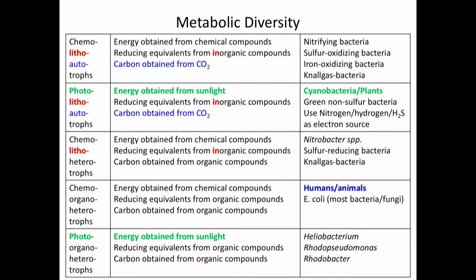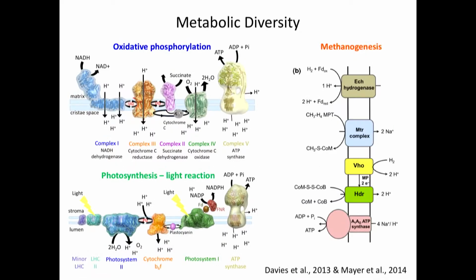Now, if we look a bit closer at these metabolic pathways, I've just got 3 shown up here. The first one, on the top left, is oxidative phosphorylation. This occurs in the mitochondria in our cells, and that's what allows us to get the energy we need for movement. The bottom left is photosynthesis. These are the proteins involved in generating ATP in plants and cyanobacteria. And on the right-hand side, you've got the pathway involved in generating ATP in methanogens. They use methane as a source of energy.